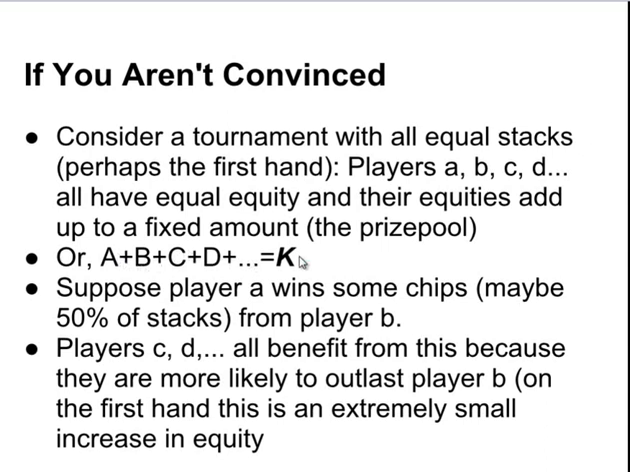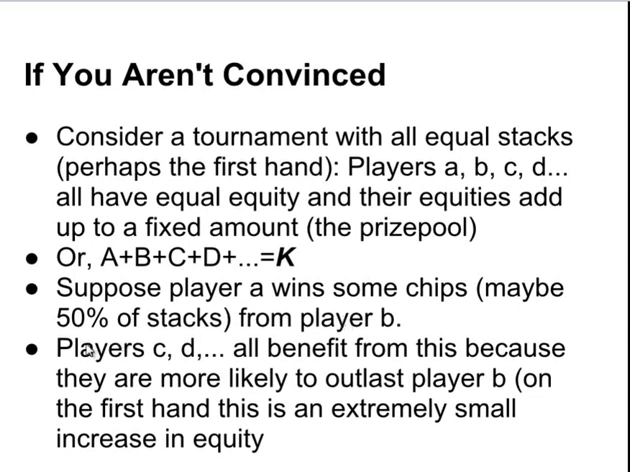Okay, so now we suppose player A wins some chips, maybe 50% of the chip stacks, to make it easier to imagine. Player A wins some chips from player B. Now in this case, player A has 150% of the chips, player B has 50% of the chips, and every player in the tournament's equity changes.